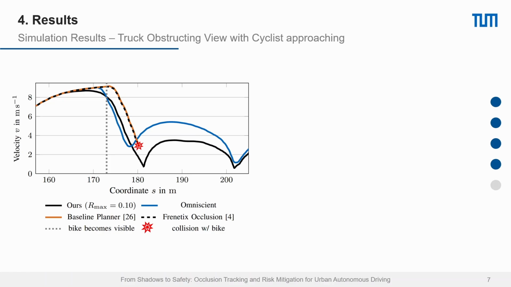Here's the first example where a truck is blocking the view of an approaching cyclist. On the left, you see the velocity profiles for different planners. Let's focus on the black and orange lines. The black one is our method, and the orange one is the baseline planner without occlusion awareness. You can clearly see that our planner slows down before the cyclist even becomes visible, thanks to the phantom agents and the safety check. The baseline planner, by contrast, keeps going too fast and ends up in a collision.